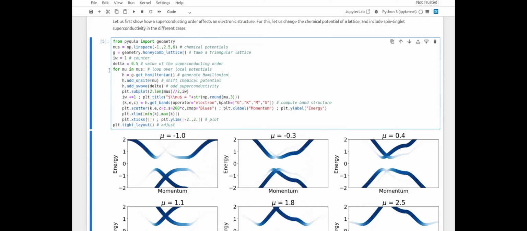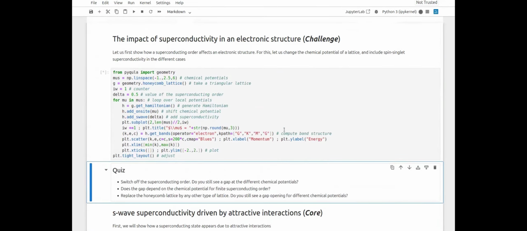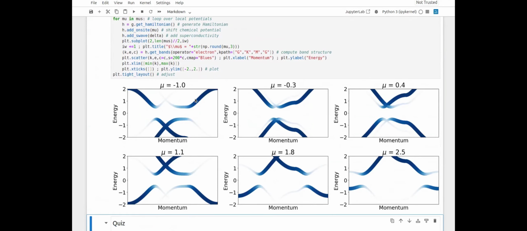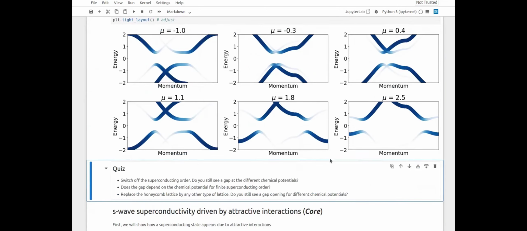So for each different chemical potential, we generate the Hamiltonian, we add the chemical potential, we add S-wave superconductivity, and then we compute the bands and we plot the bands, and the bands are projected onto the electron sector. So the parts of the band structure that you are going to see are already the physically relevant ones, that are the electron part of the projection. And so this is the result that you see for different chemical potentials, right? So the band structure changes as a function of the chemical potential, but what is important is that a gap always appears. And of course, this gap is the superconducting gap.